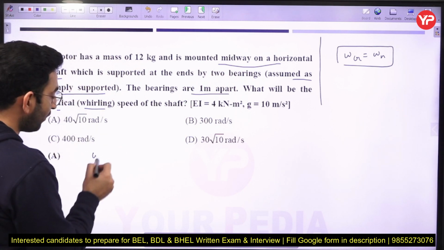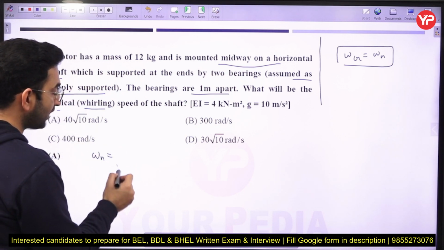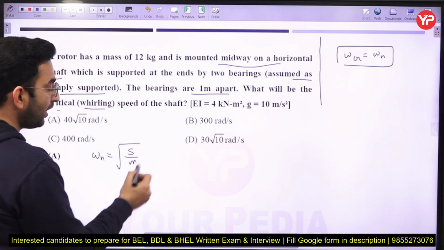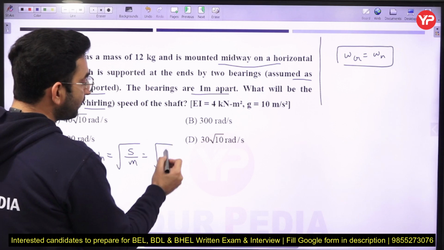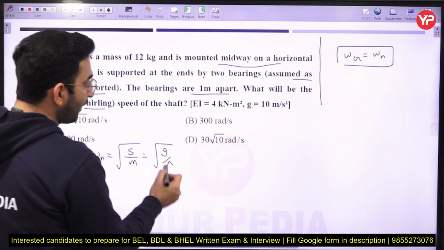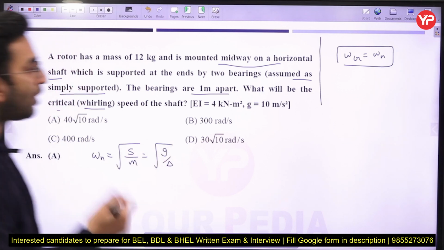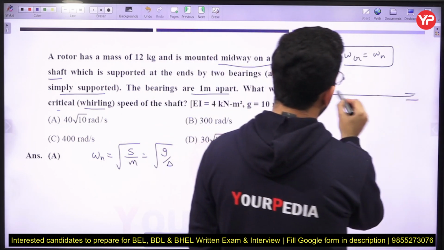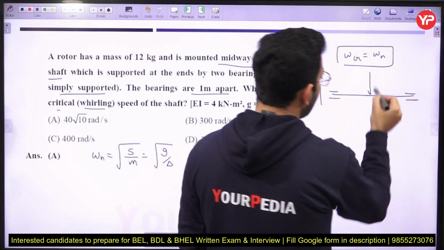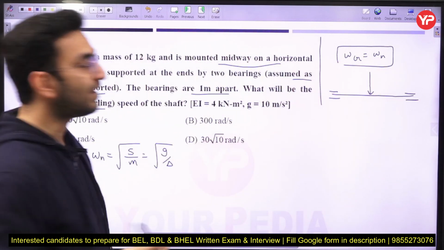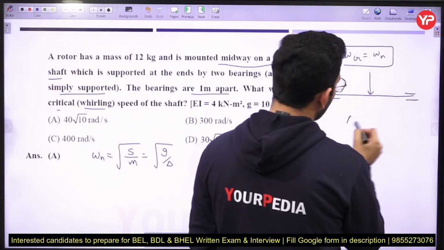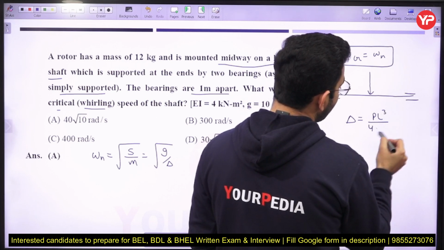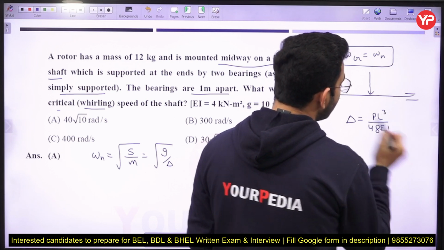We already know that the natural frequency is calculated as the square root of stiffness by mass. It can also be calculated as the square root of gravity by deflection. Now, in strength of materials, you have already studied that whenever there is a simply supported shaft and the load is acting in the middle of the shaft, the deflection of the shaft is given by PL cubed divided by 48 EI. That is the expression of the deflection.